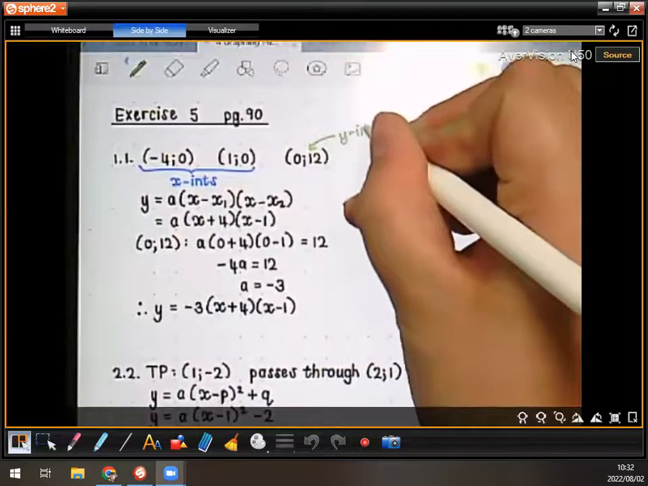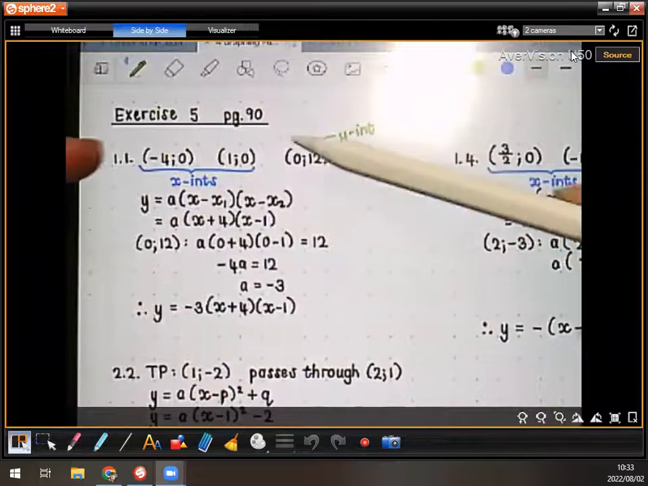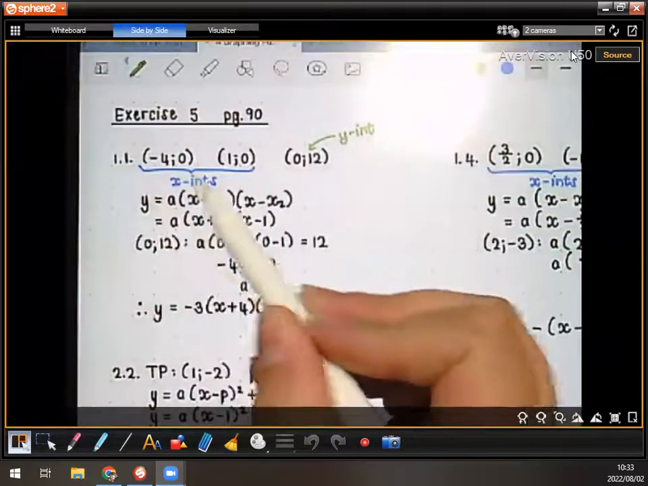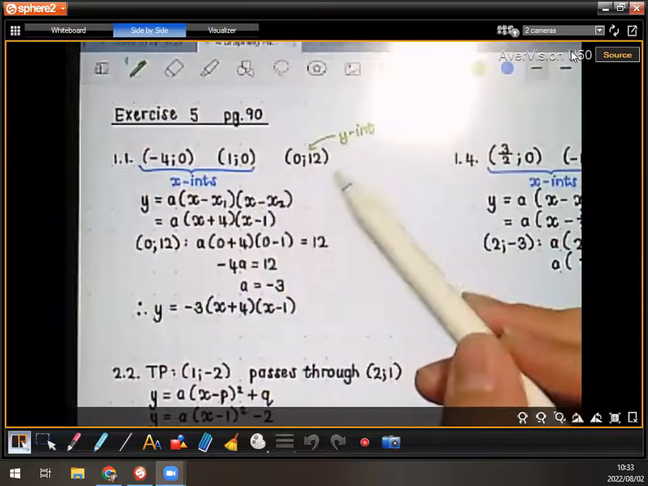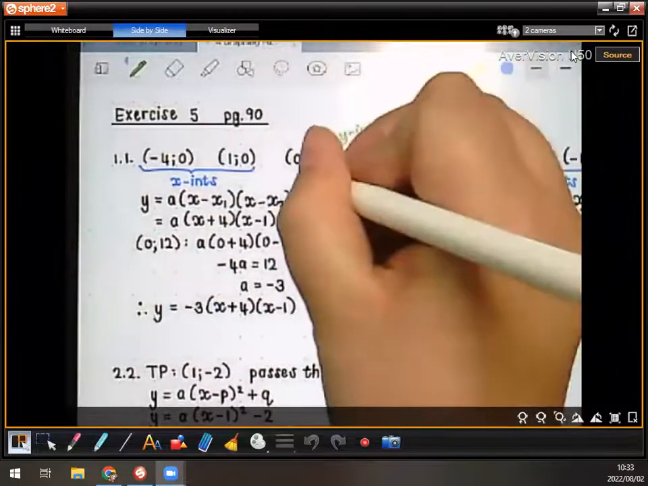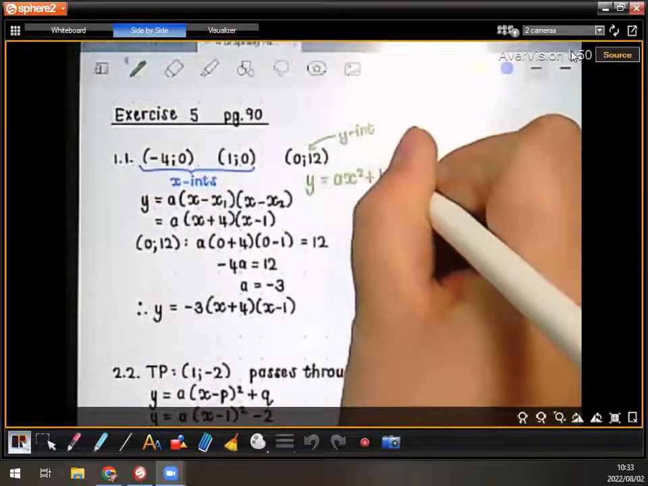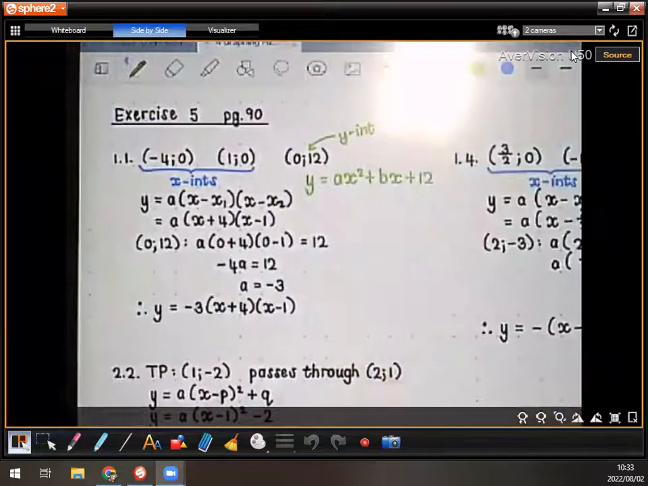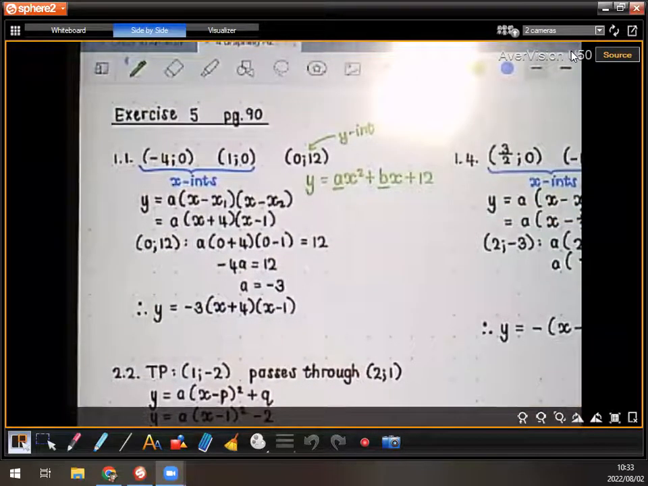Now, yesterday we wrote in that note that if they've given you the y-intercept, put that into the standard form, right? But guys, if they've given you the x-intercept and the y-intercept, it's better to work with x-intercept form because you can put in 2 things, right? Whereas if you're just putting in the y-intercept, you would just get y equals ax squared plus bx plus 12. And then where do you go from there? All right, so now you have 2 variables left, which is a bit more difficult.